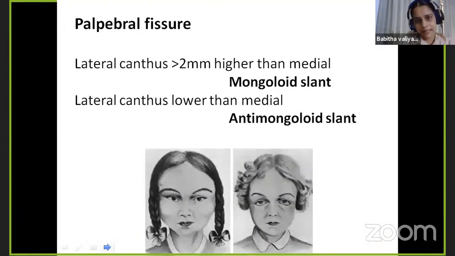Normally, the lateral canthus is at the level of, or within 2 millimeters of, the medial canthus. If the lateral canthus is more than 2 millimeters higher than the medial canthus, it gives an appearance of mongoloid slant to the face. Whereas if the lateral canthus is at a lower level, it gives an appearance of anti-mongoloid slant to the face.